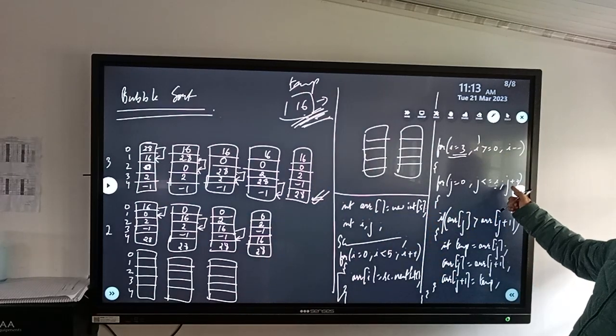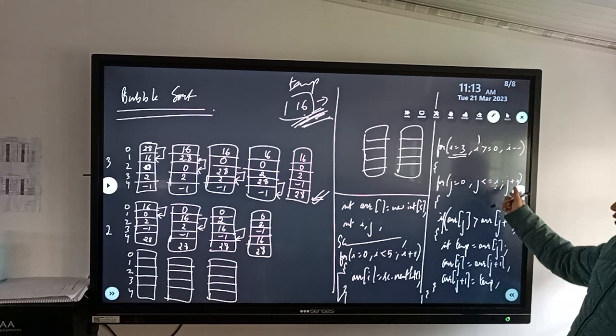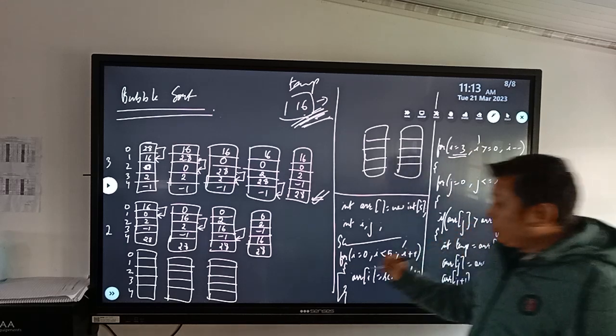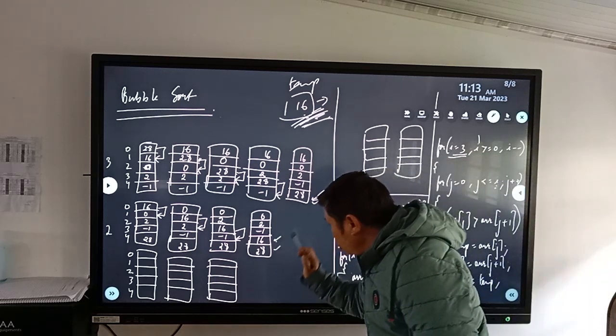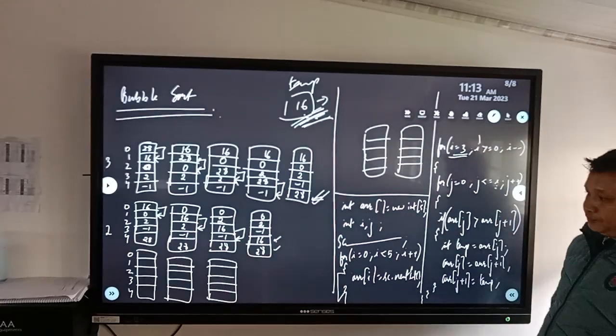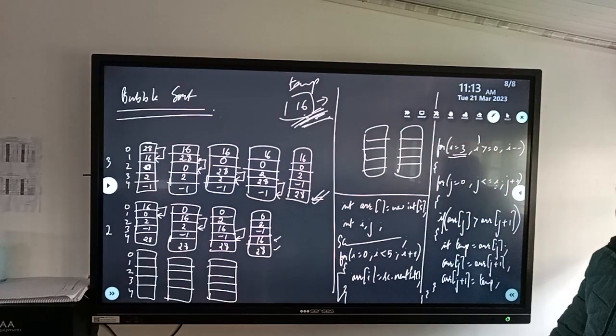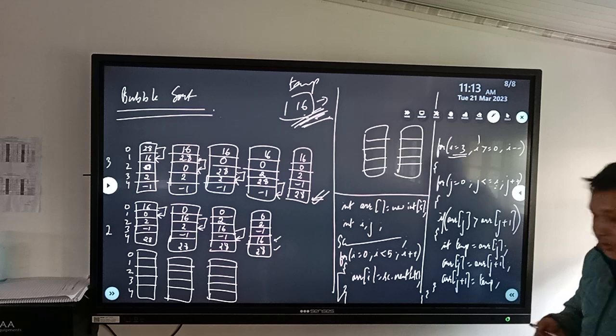The inner loop will terminate when the value of j is 3. Is 3 less than or equal to 2? No. The loop will terminate. You will see the two elements are already sorted now. That's why we call it bubble sort, as the values get sorted from the bottom and come up. So the value bubbles.